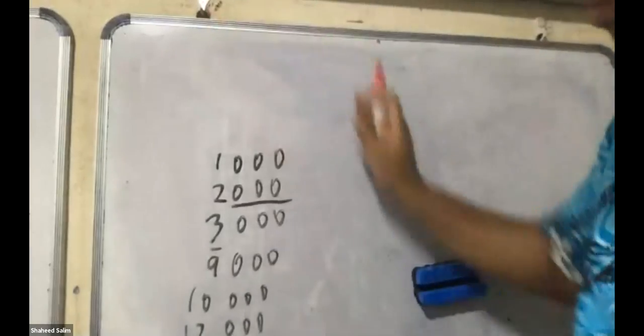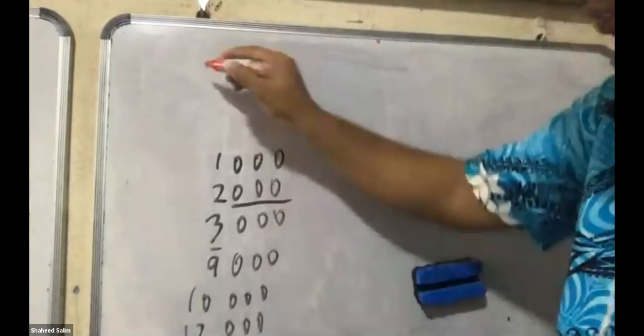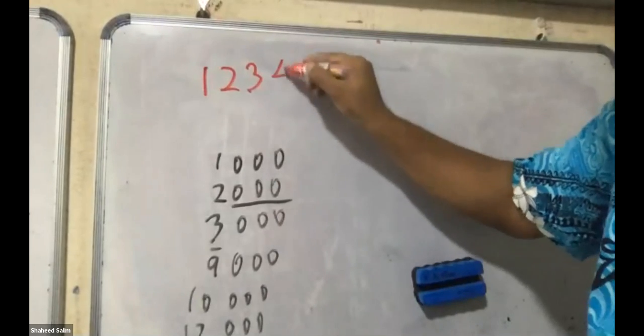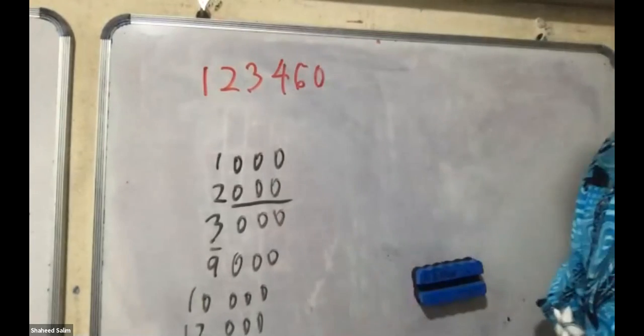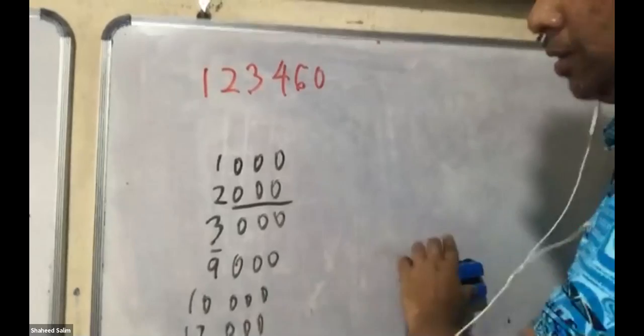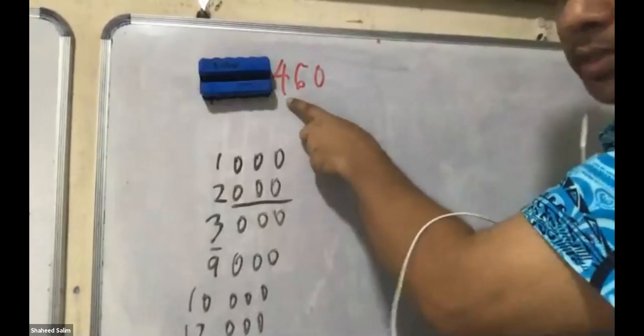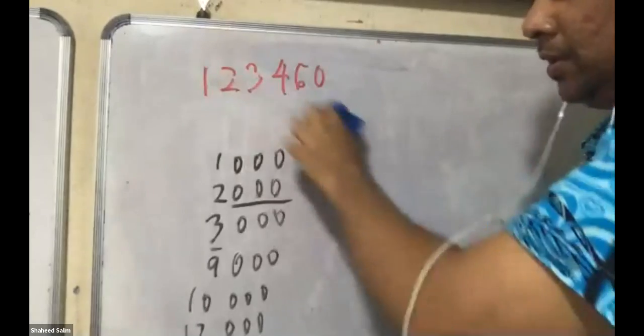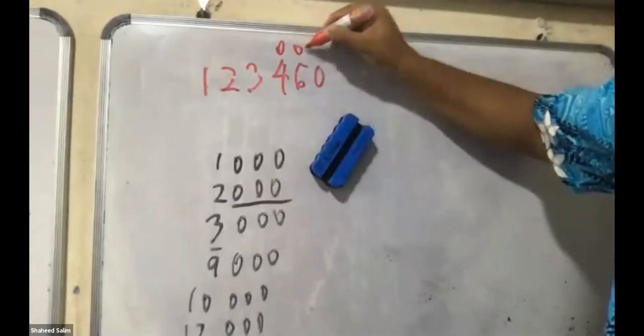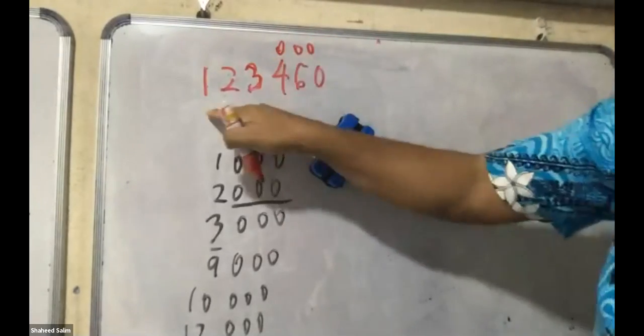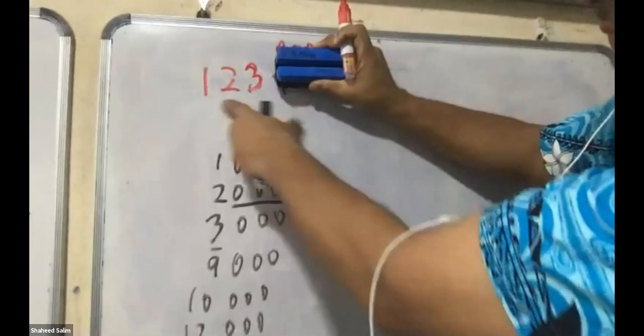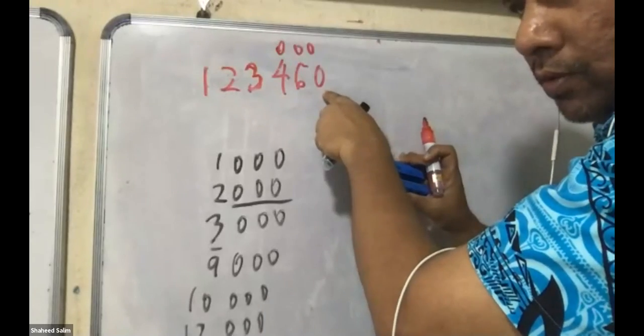Next one, we try Miss Umaira. You're not sure? Read this one first. What number is this? 460. This one now is like 0, 0, 0, 1,000. How many thousand is there here? What number is this? 123. 123,000 and? And 460. Good.